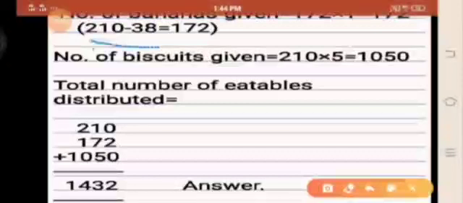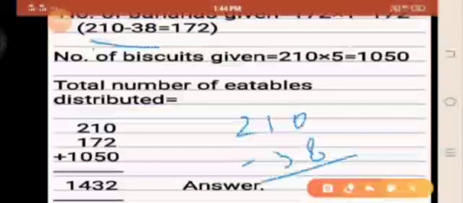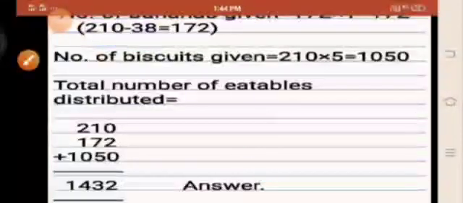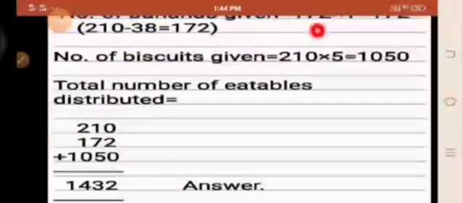So 210 minus 38. How many students are left? That is 172. 172 children are left for bananas. So 172 multiplied by 1 is equal to 172. Is it clear, children? Why I have written 172? Because 38 children are not taking the bananas.